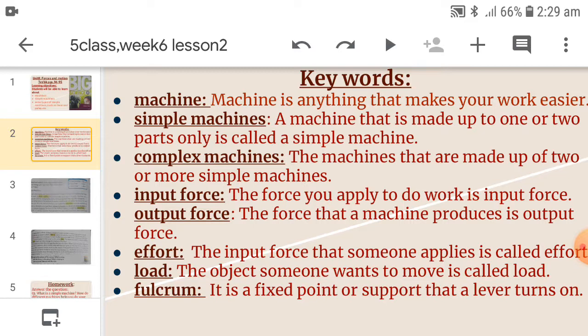Effort. The input force that someone applies is also called effort. Load. The object someone wants to move or wants to lift is called load. Fulcrum. It is a fixed point or support that a lever turns on.